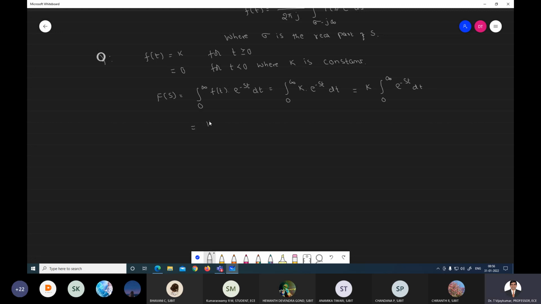So this is k into the integration of e to the power of minus st, which is e to the power of minus st divided by minus s, with the integration limit 0 to infinity. This is nothing but minus k by s times e to the power of minus infinity minus e to the power of 0. E to the power of minus infinity is 0, and minus into minus is plus, so the value will be k by s. That is, the Laplace transformation of a constant is the constant divided by s.